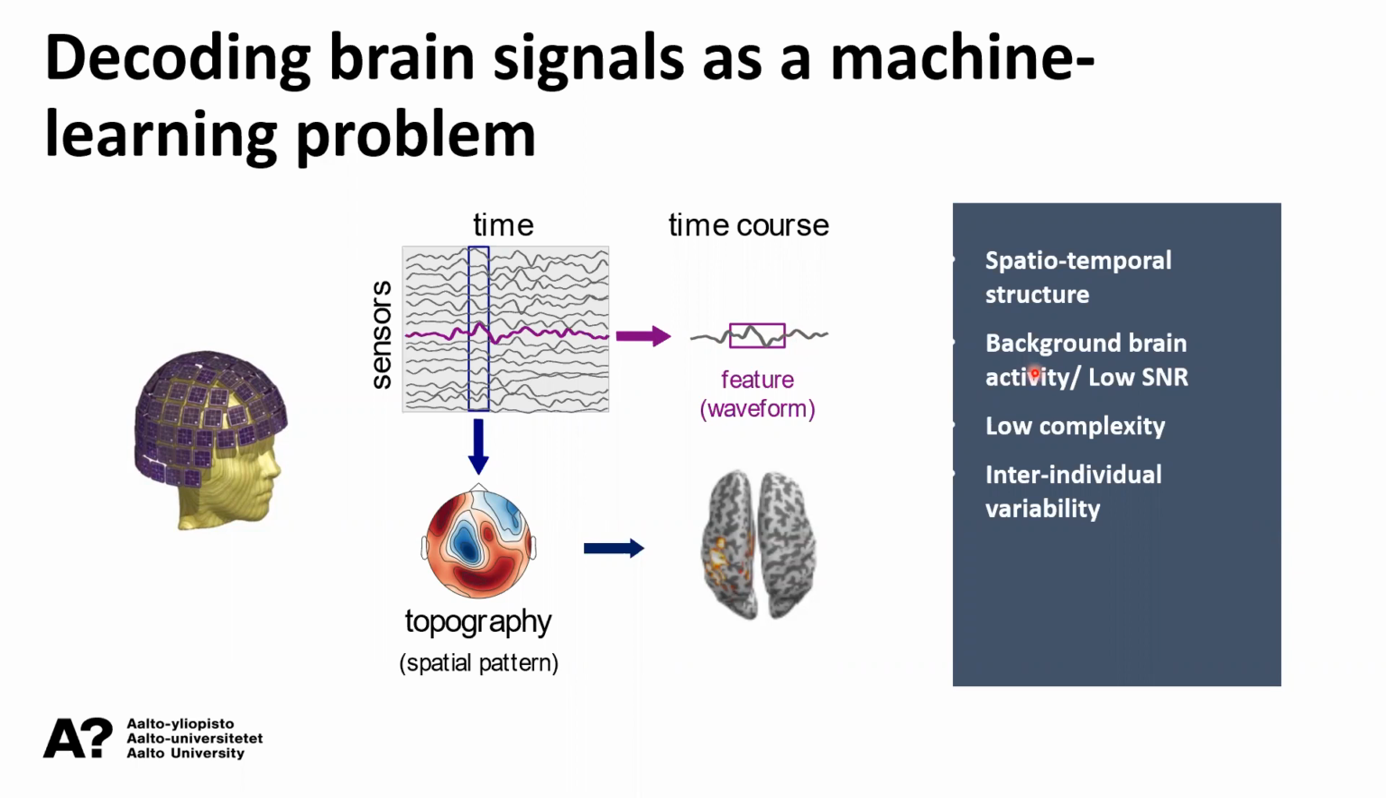So to summarize, I have shown you that the data that we're dealing with have some quite complex spatial-temporal structure, meaning that there is a mixture of things going on in the sensor space, and there are certain time courses which we are interested in modeling and detecting.